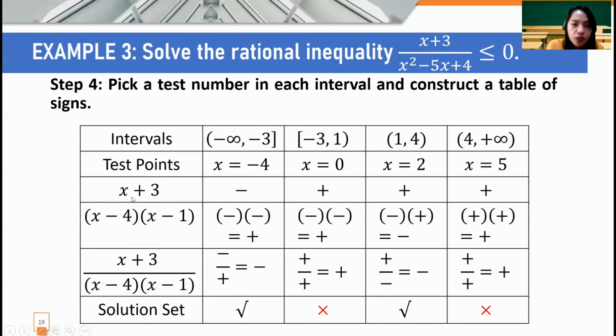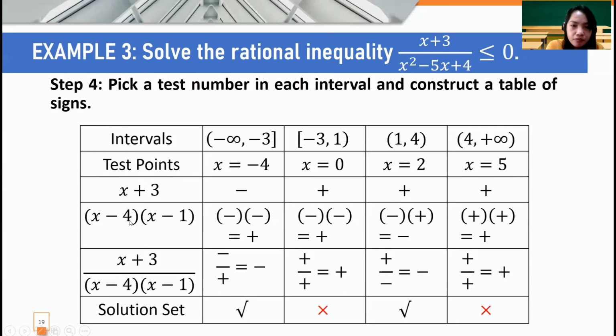So negative 4 plus 3 is negative 1. Ano yung sign ng 1? That is negative. 0 plus 3, that is positive 3. So positive. 2 plus 3 is positive 5. So positive 5 here. Or positive sign. 5 plus 3 is positive 8. So positive sign ang ilalagay natin dito.